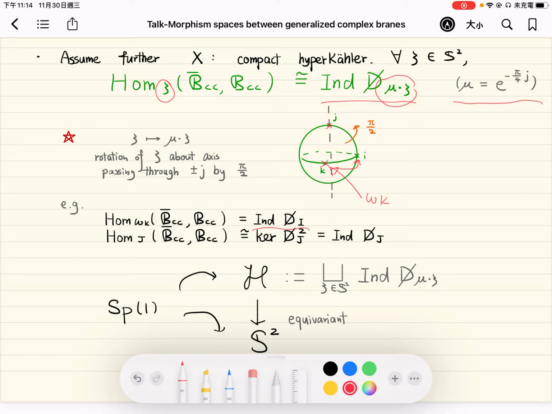So that's why our theorem has an application: we're talking about an SP1 action intertwining the square of the Dirac operator, and it induces an SP1 symmetry intertwining the kernel of the Dirac operator, and that kernel is also equal to the index of the Dirac operator. So we can interpret our theorem as saying that there is really an SP1 symmetry intertwining the morphism space for the BCC bar BCC system.